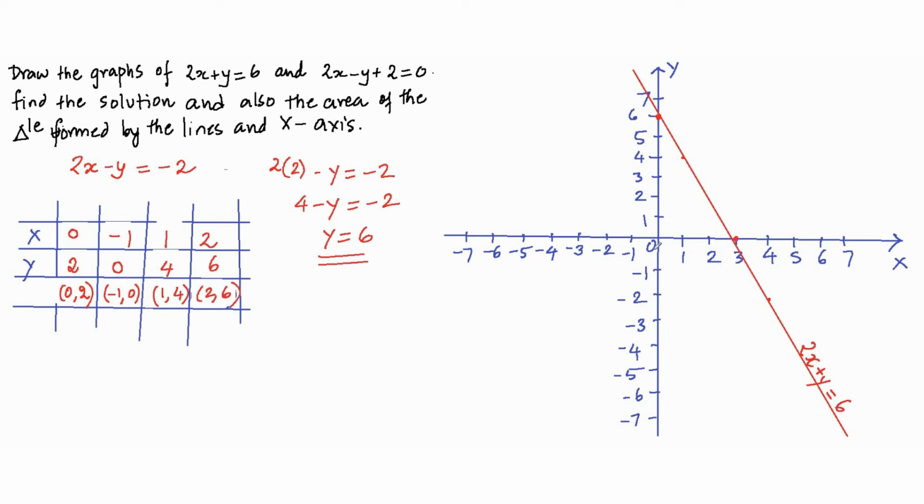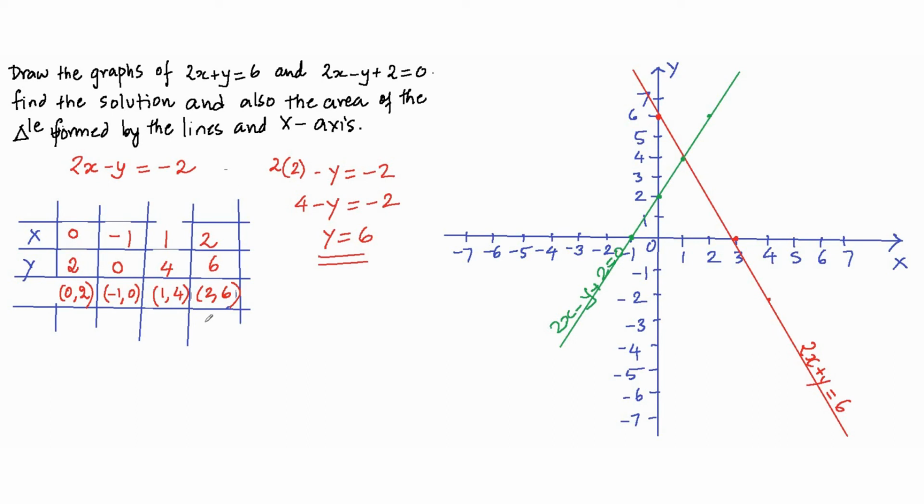So let us now plot the points. (0, 2) is somewhere over here. Then (minus 1, 0) is somewhere over here. Then (1, 4) is going to be here, and (2, 6) is going to be somewhere over here. So now what I will do is plot a line which passes through these 4 points, and this particular line represents the equation 2x minus y plus 2 equal to 0.